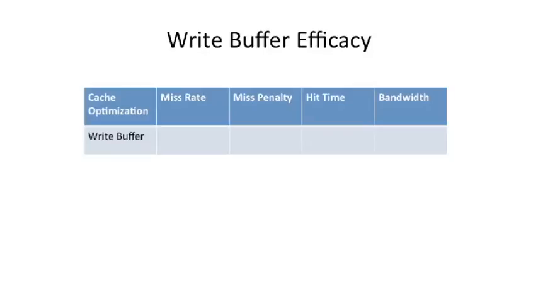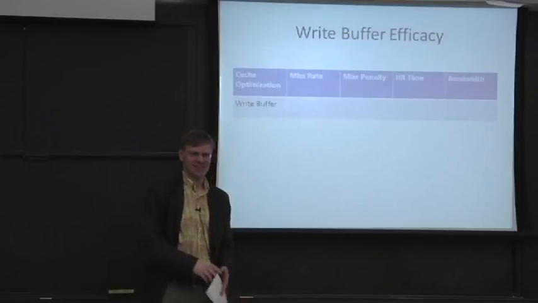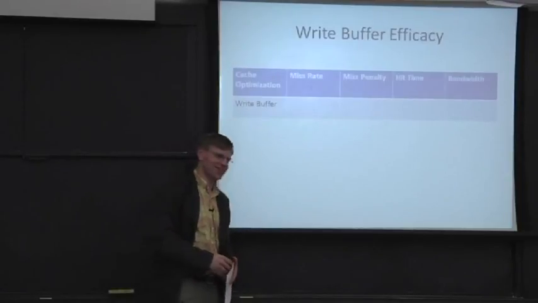OK, so what does the write buffer do? Does it decrease our miss rate? Caches are the same size. Associativity is the same. Probably not going to change our miss rate. Miss penalty. OK, raise your hand here. Who thinks this affects the miss penalty? Some people are raising their hands.